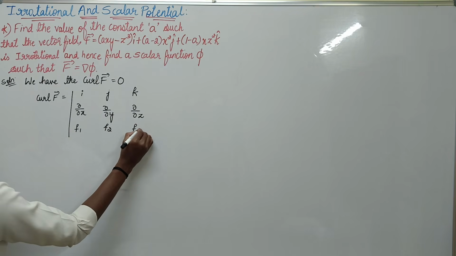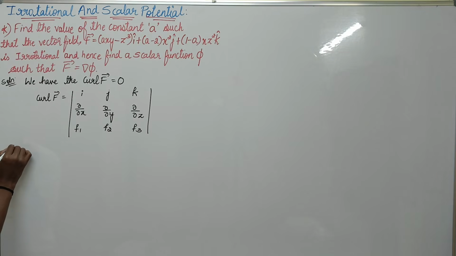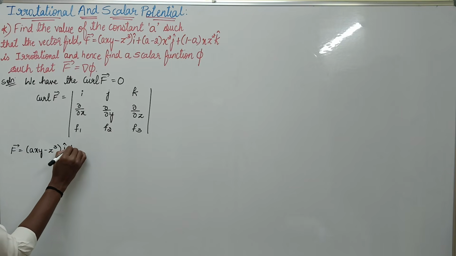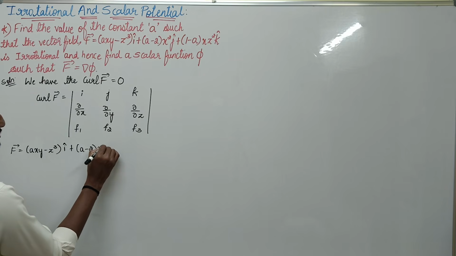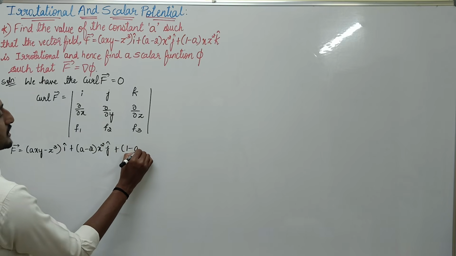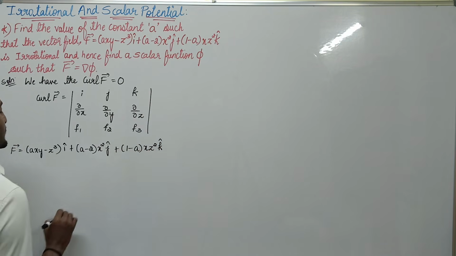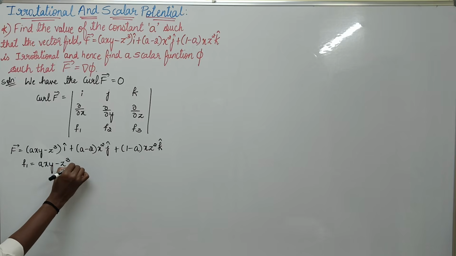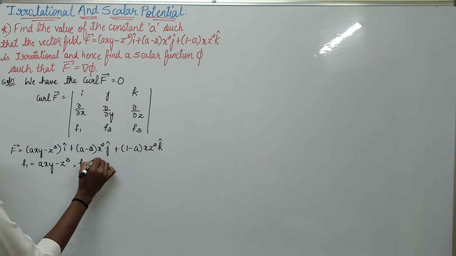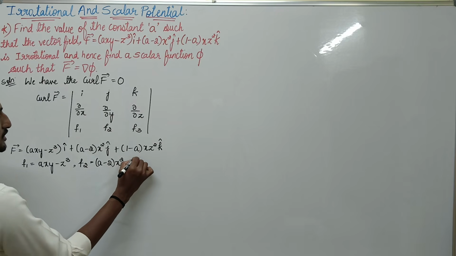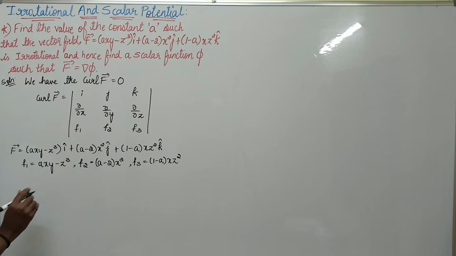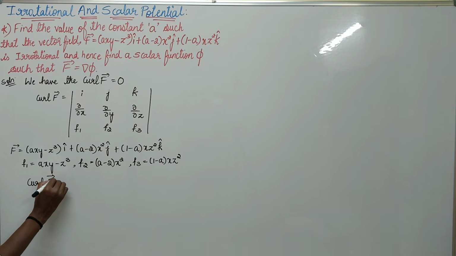F1, F2, F3. Now let us represent vector F, which is equal to (axy minus z cube) i cap plus (a minus 2x square) j cap plus (1 minus a)xz² k cap, where f1 with respect to i is axy minus z cube, f2 with respect to j is a minus 2x square, and f3 with respect to k is 1 minus a xz². Done.